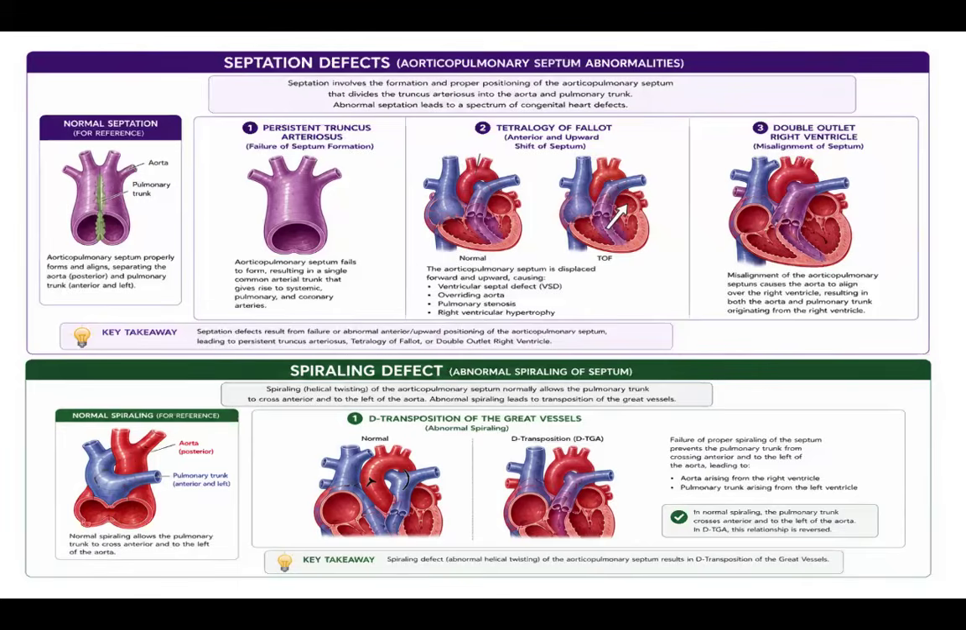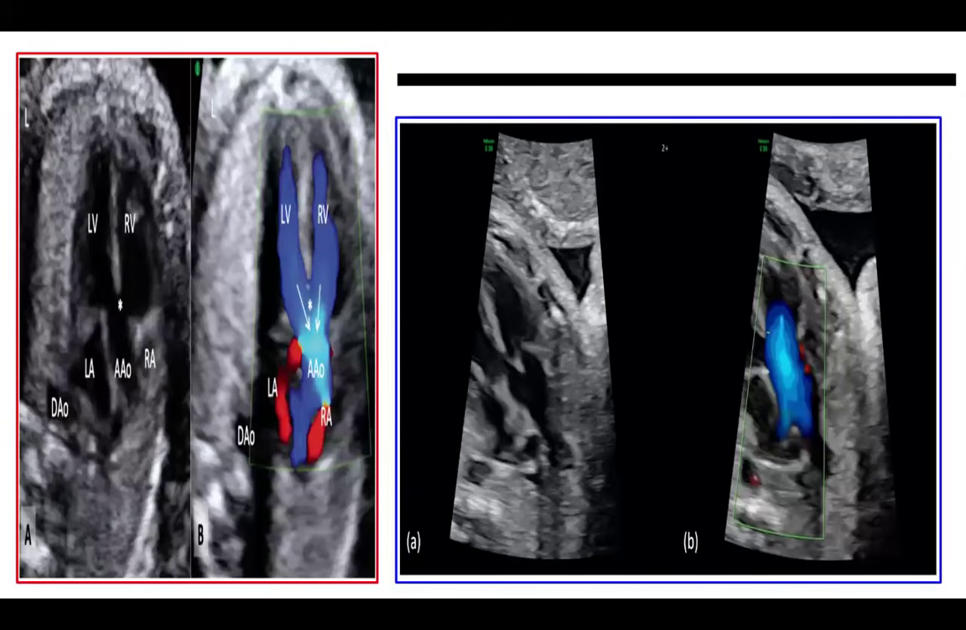Tetralogy we're going to discuss further coming up, and we just went over the double outlet right ventricle. Now, one thing I do want to mention, though we won't really go into transposition today: if there's a spiraling defect, then we will have the crossing of our arteries in the wrong place. So the pulmonary artery is attached to the left ventricle and vice versa. That's where the spiraling defect happens, and it causes this defect. All right.